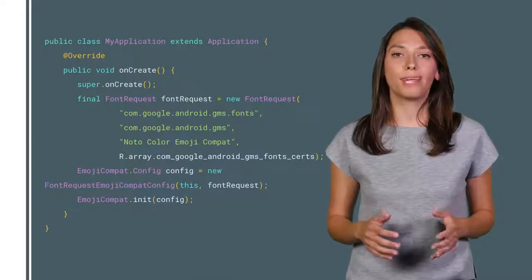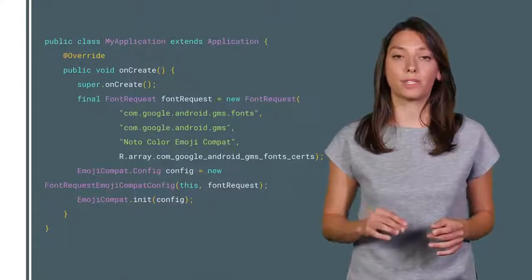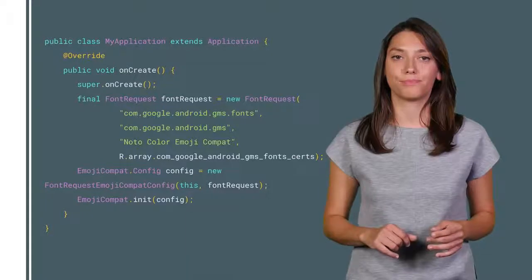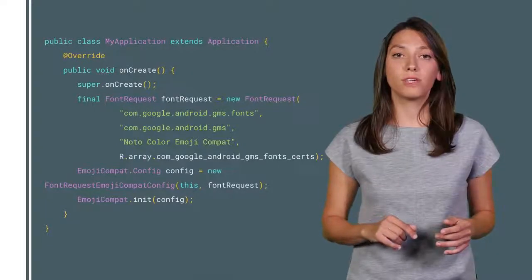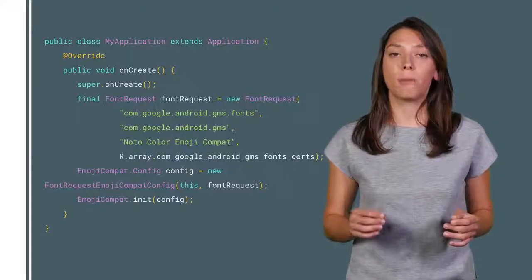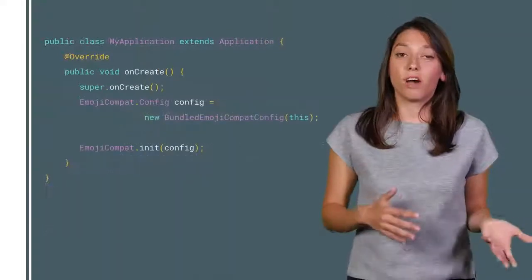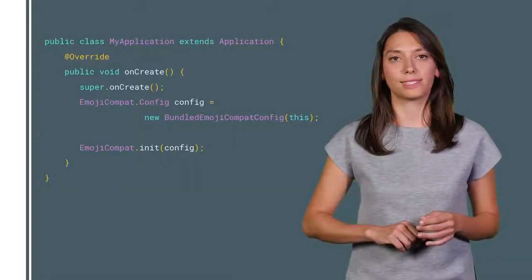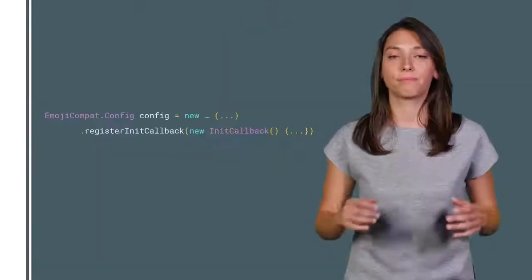Before using EmojiCompat, the library needs a one-time asynchronous setup. We recommend doing this in the application class like this. When using a downloadable font configuration, create your font request, and the font request EmojiCompat config object. If you can't use downloadable fonts, you can then bundle the emoji font like this. Note that the size of the font is multiple megabytes, increasing your app size considerably. And on top of this, you'll have to ship updates whenever the emoji font is updated.